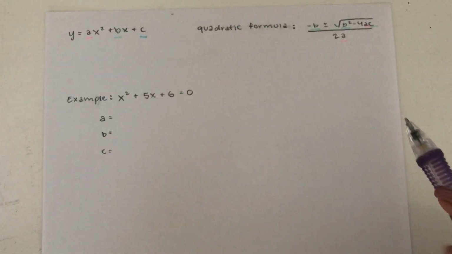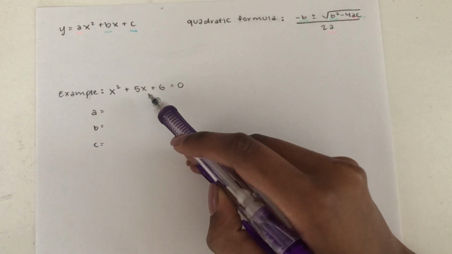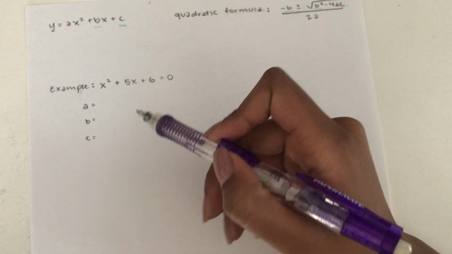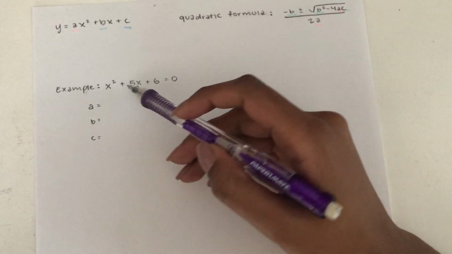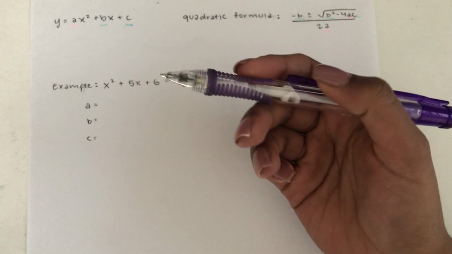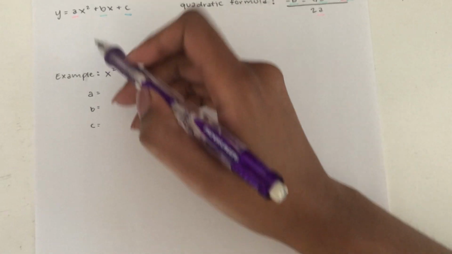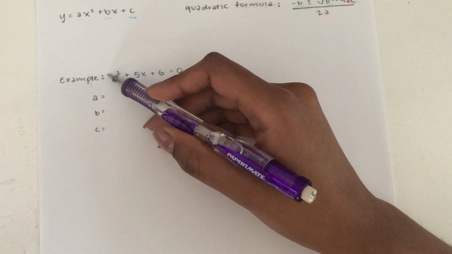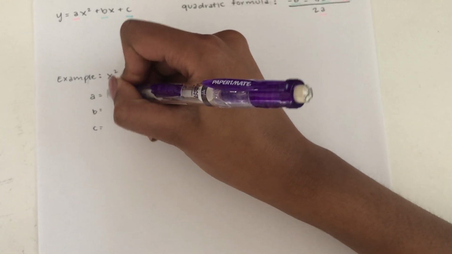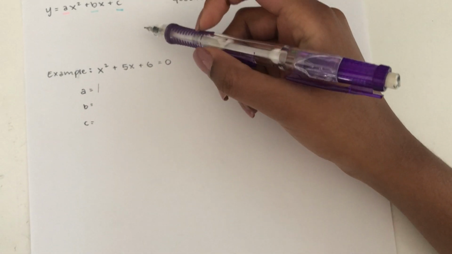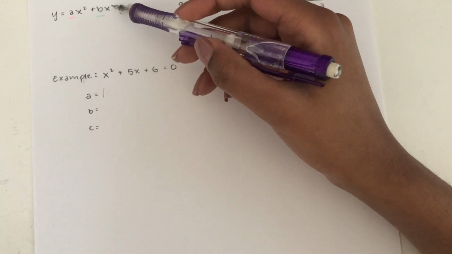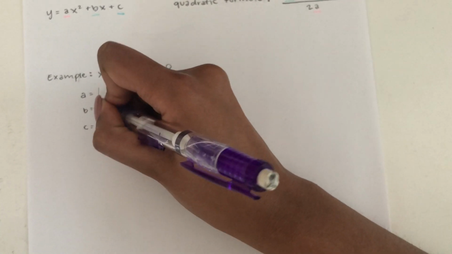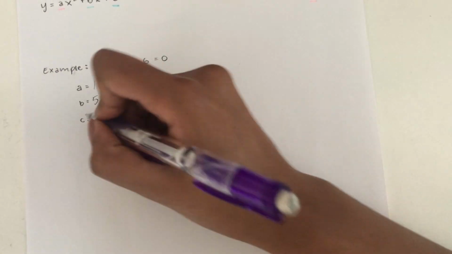Let's use an example. x squared plus 5x plus 6 equals 0. So first you have to figure out which coefficients are equal to which number in the equation. So a goes before x squared. In front of x squared here we have nothing, so that's a 1. In front of x we have b, so here b equals 5, and c is 6.